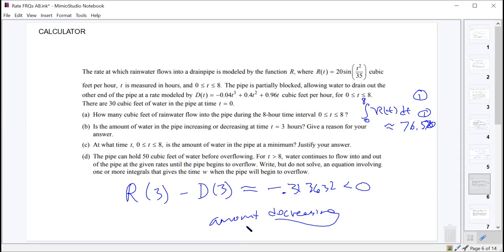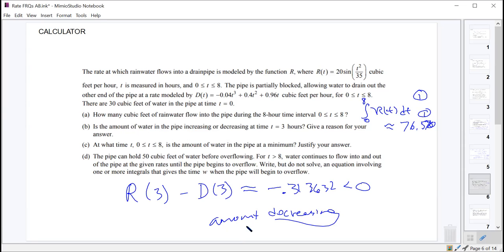Everybody good there? Part C. We want to know at what time the amount of water in the pipe is at a minimum. Now they give us a closed interval, 0 to 8. So if they ask for a minimum on a closed interval, what do you need to check besides critical values?